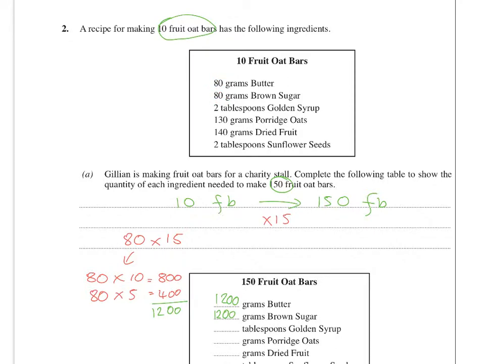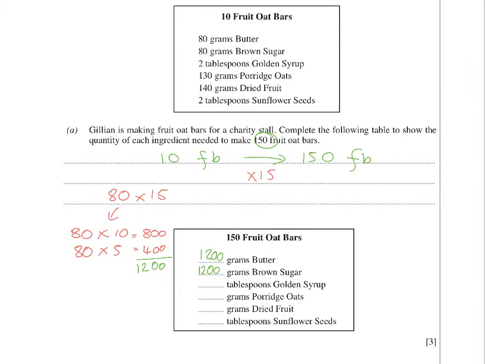The next one's doable in my head. 2 times 15, which is 30. And the next one probably isn't doable in my head. So we've got 130, so I'll write that over by here, 130 times by 15. I'm going to use exactly the same trick again. I'm going to do 130 times 10. I'm going to do 130 times 5.